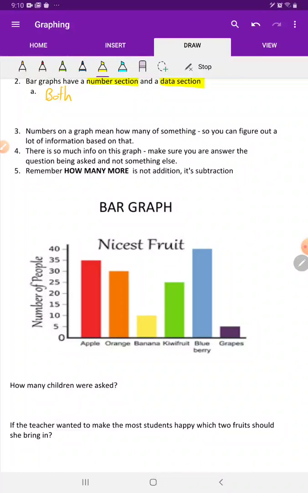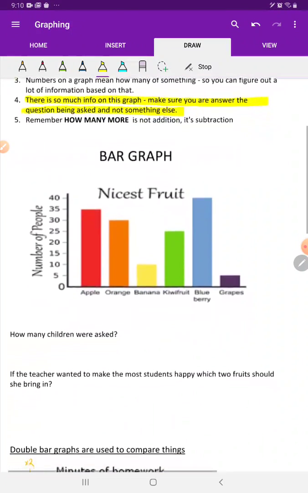There is so much going on in here, and you have to pay attention to what the question is asking you, or you won't get the right answer. This is really, really important. You cannot guess on graphs. You have to look at what the question wants, okay? And the last is the same point as yesterday: how many more is not an addition question?